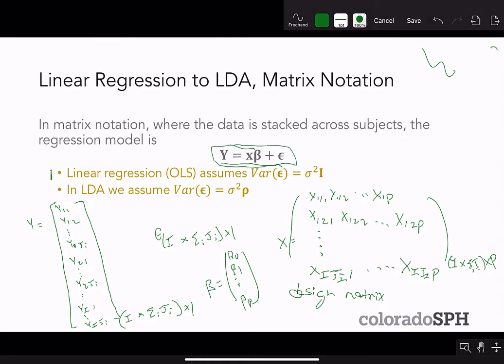So linear regression for this notation assumed that your variance was sigma squared times an identity matrix. That identity matrix just means that you have no correlation between your different epsilons. That's where that independence assumption is baked in. And for longitudinal data analysis, we assume instead that the variance of our epsilon is sigma squared times some matrix P, which is our correlation matrix. We'll talk a bit more about that in the next couple slides.